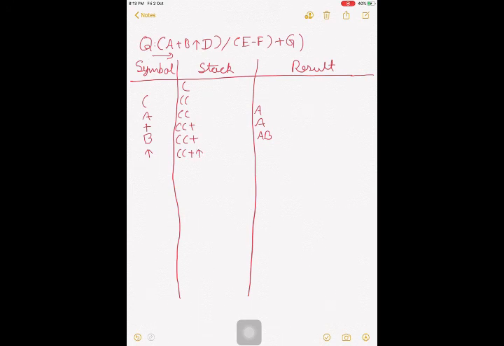So what is the rule? The rule is that you should not have any operator with more or equal precedence on the left side of any operator. So plus has less precedence than the power operator, so it can be there. So the result is AB. Then we get D. So the result becomes ABD.